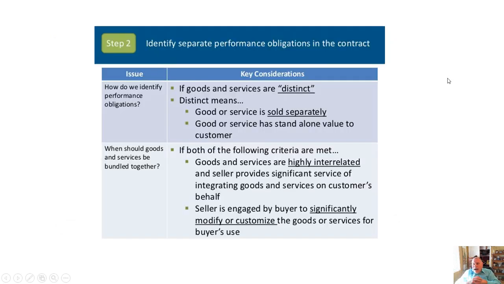Now, how do we do that? Key considerations: are the goods and services distinct? Distinct means, are they sold separately? Does the good or service have value to a customer alone? Is it value alone? Can I buy just the service, goods and services? Not only is it sold separately, but can I use it that way?